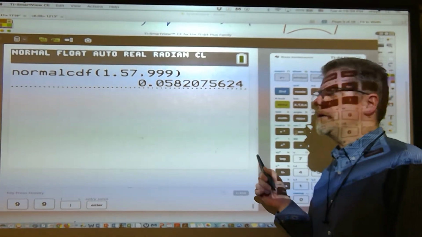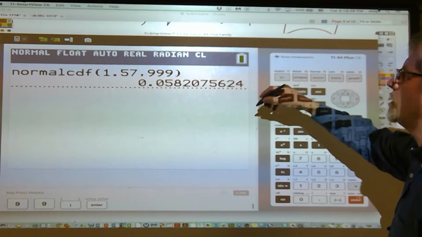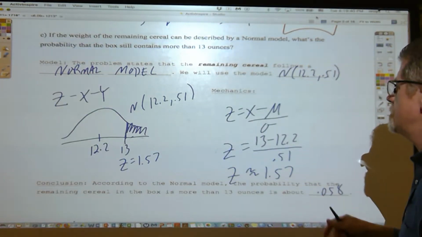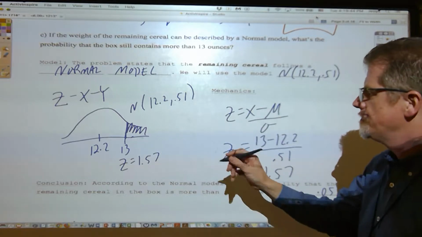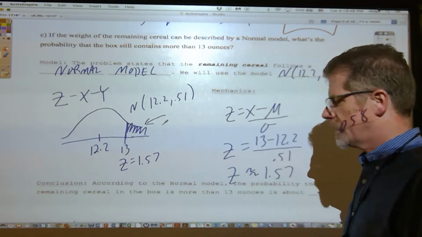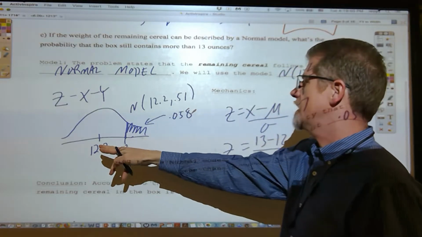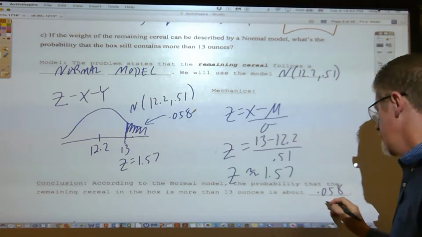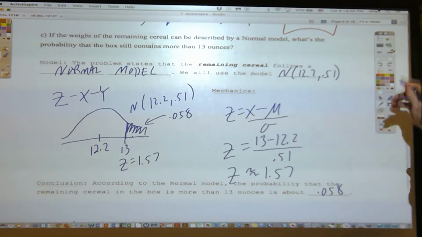Okay, we're back. My calculator work was 1.57 comma 999 for an answer of 0.058. Here's the work that I did. My x minus mu over sigma came out to be 1.57. And therefore the calculator work of 0.058 gets arrowed in right here. Count of 1, 2, 3, 4. So 0.058 is the probability. Let's go on to the next page.